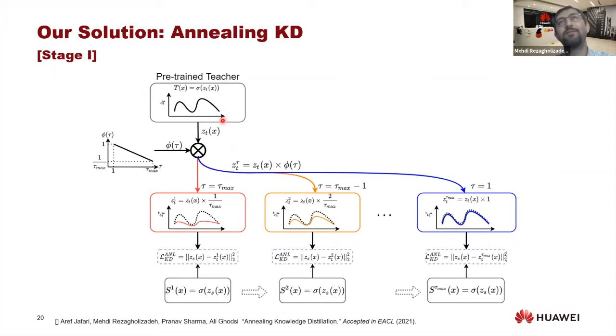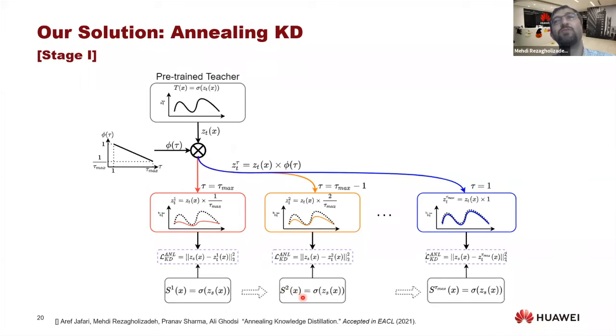So let's say we have a pre-trained teacher with complex, or sharp, output. In order to make the training process smooth for the student, we apply this annealing function. At the beginning, the temperature is set to maximum, and then it smooths out the output of the teacher, making it more flat, and the student would be able to follow it much easier.